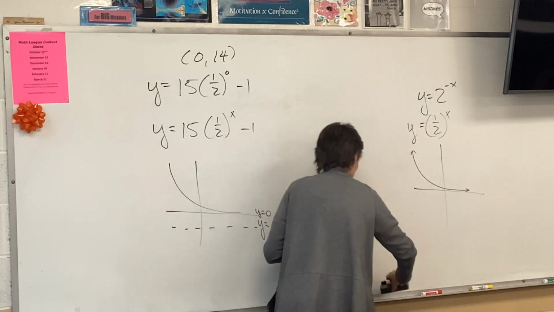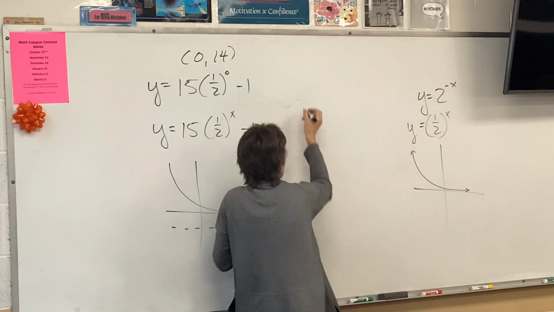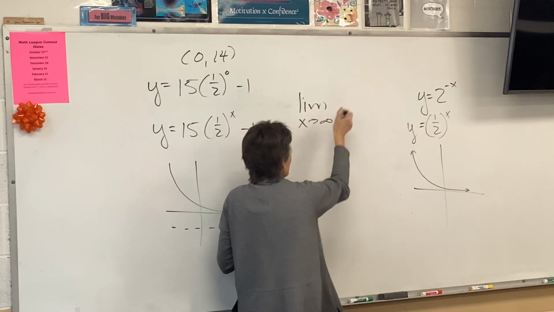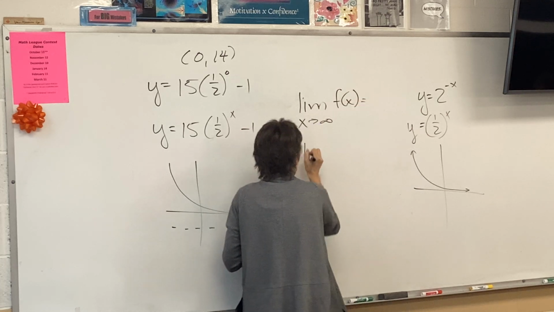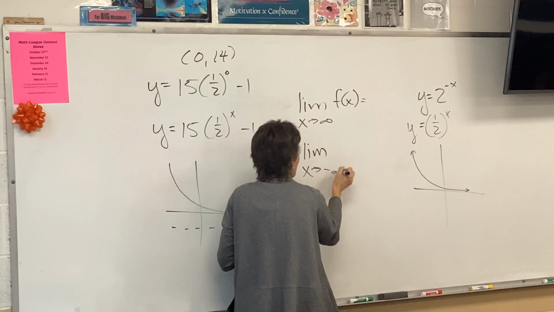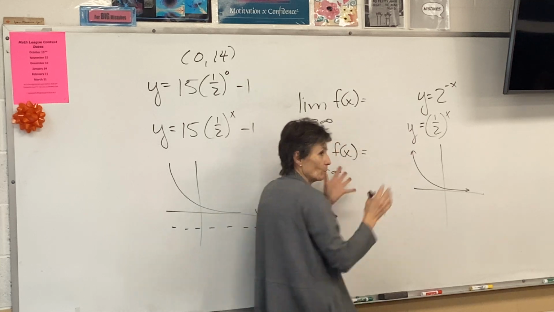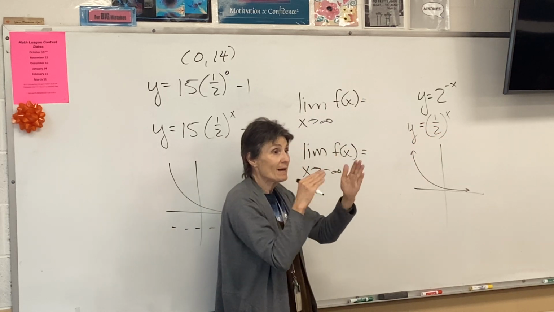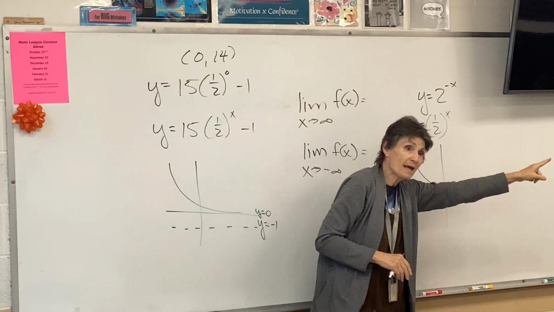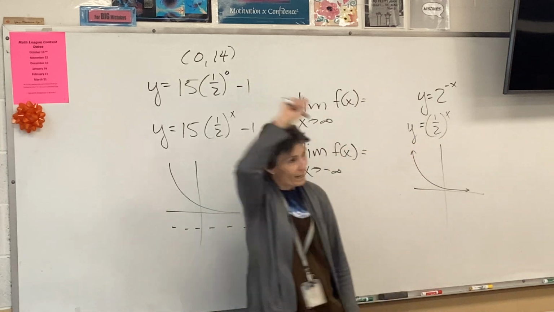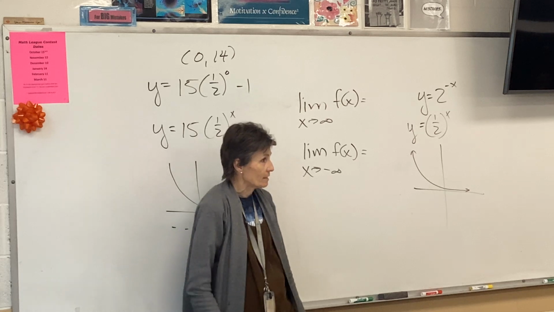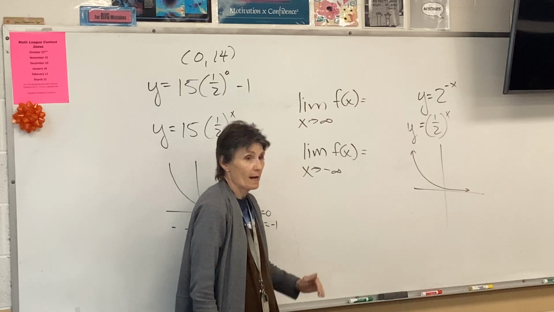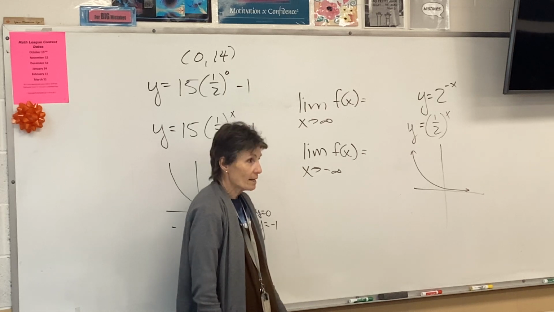The end behavior, forget the picture. The end behavior of anything is gonna be the limit as x approaches infinity, and the limit as x approaches negative infinity of your function, whatever it is. In our case, this is our function. End behavior means what happens on that end, positive infinity, what happens on that end, negative infinity. This is the notation we use all the time, period.